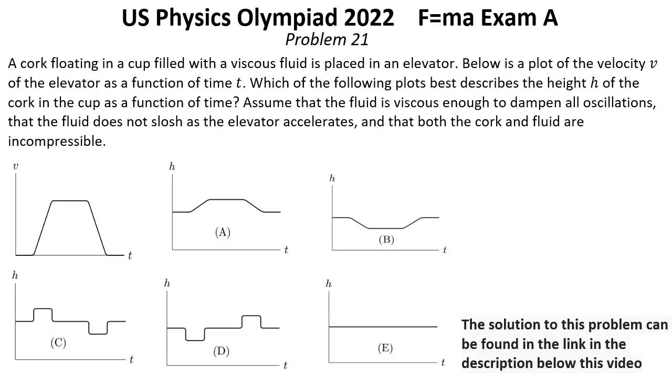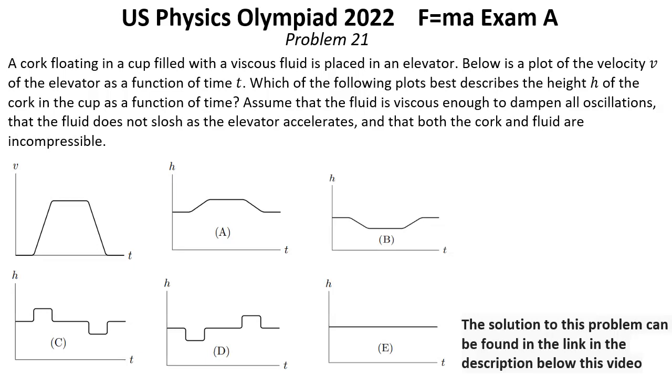viscous fluid is placed in an elevator. Below is a plot of the velocity v of the elevator as a function of time t. Which of the following plots best describes the height h of the cork and the cup as a function of time? Assume that the fluid is viscous enough to dampen all oscillations, that the fluid does not slosh as the elevator accelerates, and that both the cork and the fluid are incompressible.